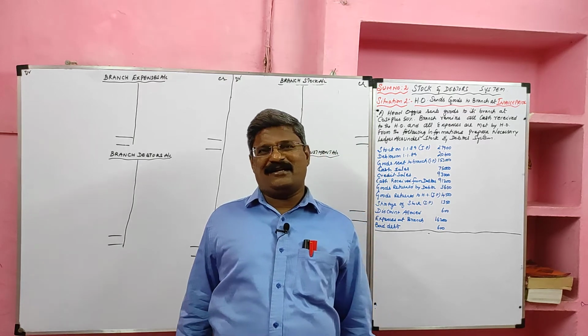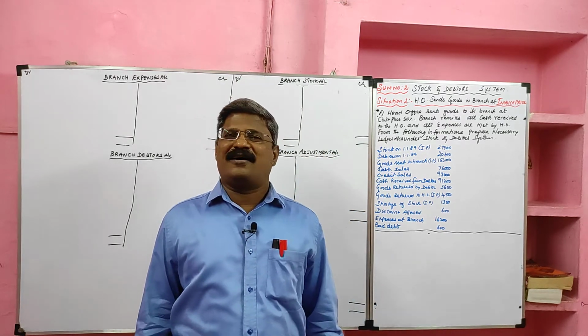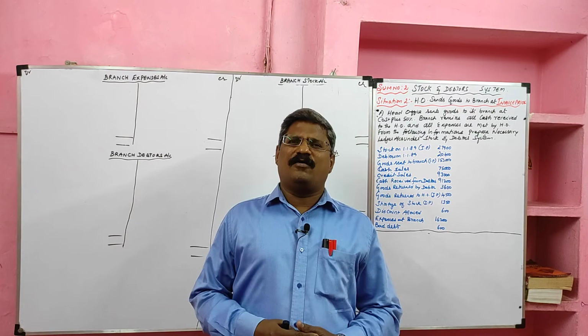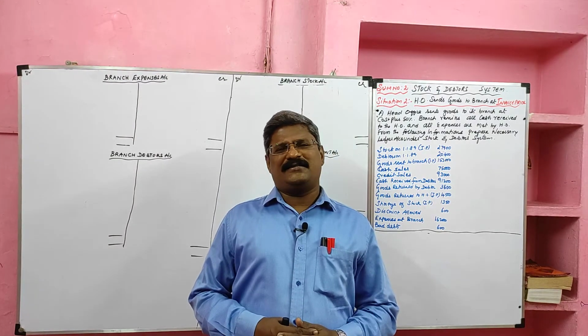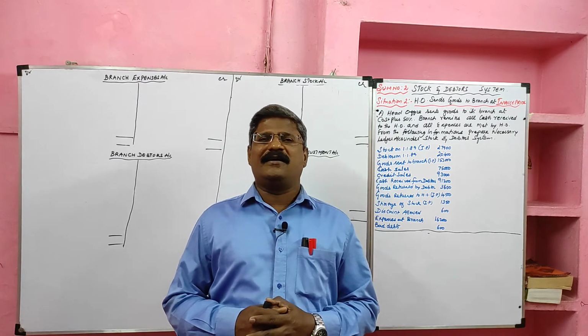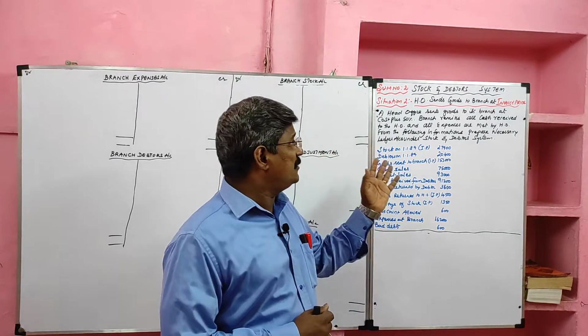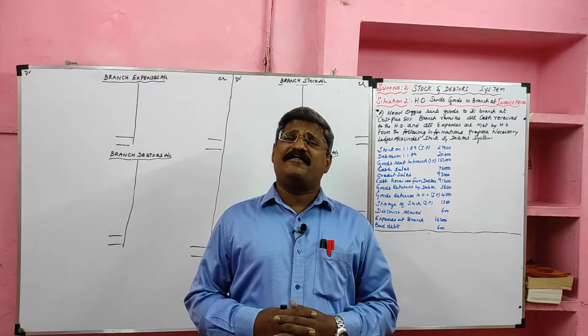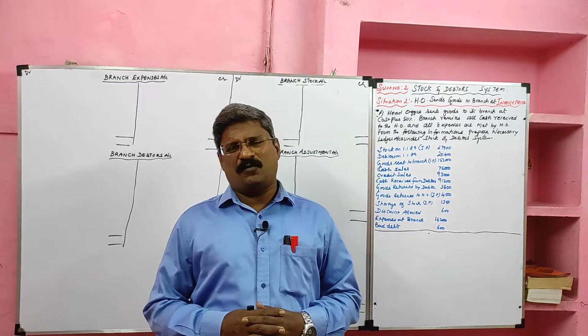Students, we are learning branch accounts. In branch accounts, we are learning the stock and debtor system. In the last video, we learned the stock and debtor system. In that problem, head office sends goods to its branch at cost price. Today, we are going to learn the second problem. Here, head office sends goods to its branch at invoice price.